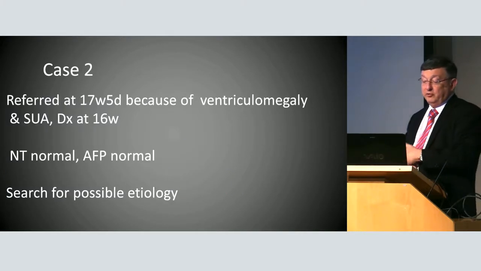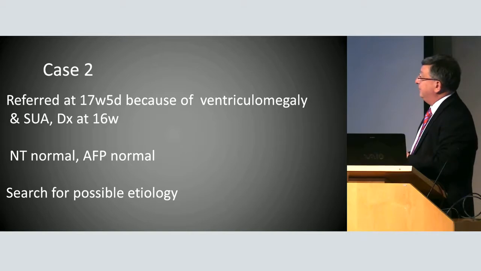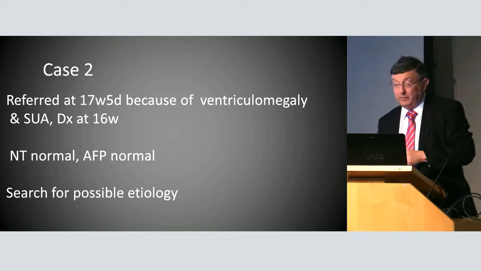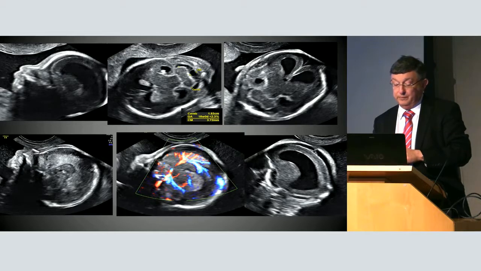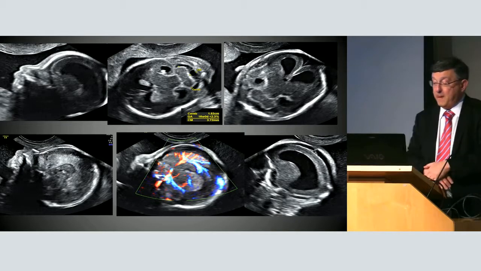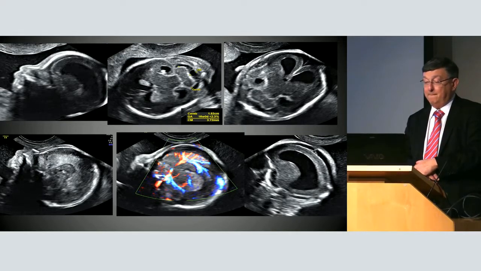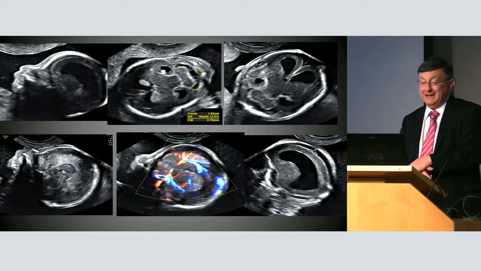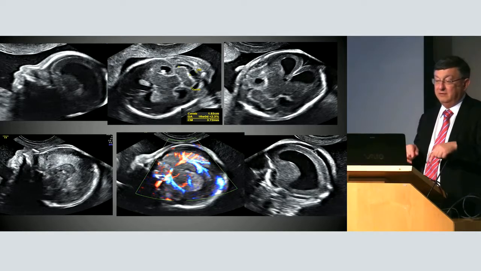The case was referred because of ventriculomegaly and a single umbilical artery. The diagnosis was made at 16 weeks. He came for a second opinion. The nuchal translucency was normal. The alpha fetoprotein was normal. And we were searching for a possible etiology. Look here and remember our lectures of today.